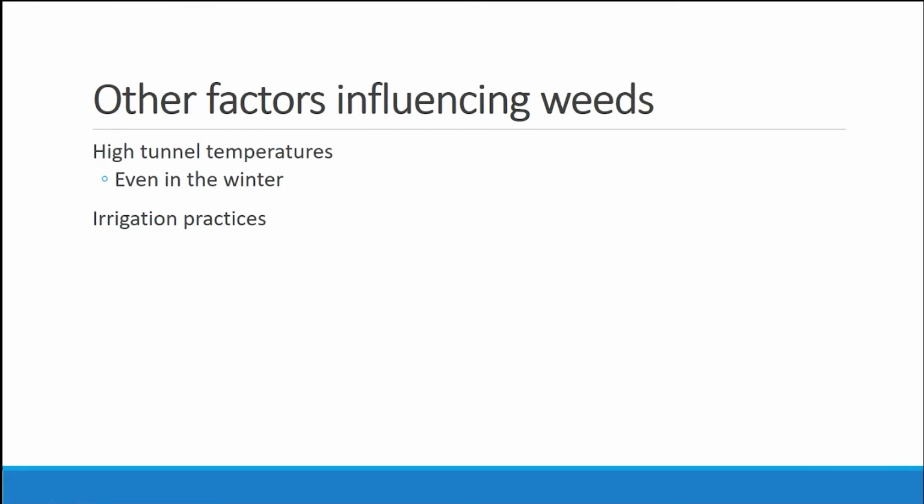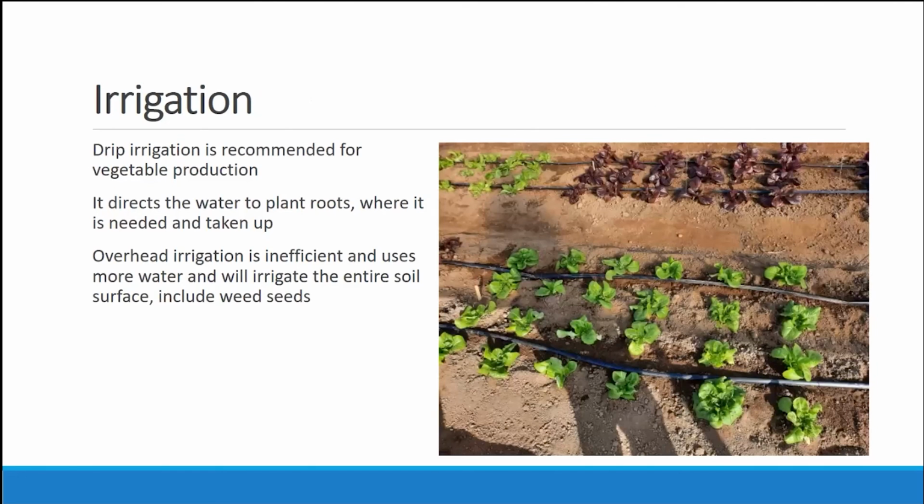So high tunnel temperatures, even in the winter, are going to influence the weeds, and then the irrigation practices. For those of you who attended the webinar last week, I did talk about drip irrigation, but I'm just going to circle back to that. This is also a weed management strategy, right? It directs the water to plant roots where you want it to be, right? Overhead irrigation is not only inefficient and uses more water, it will irrigate the entire soil surface, including wherever there are weeds, right? So something to keep in mind. That's another reason to utilize drip irrigation.